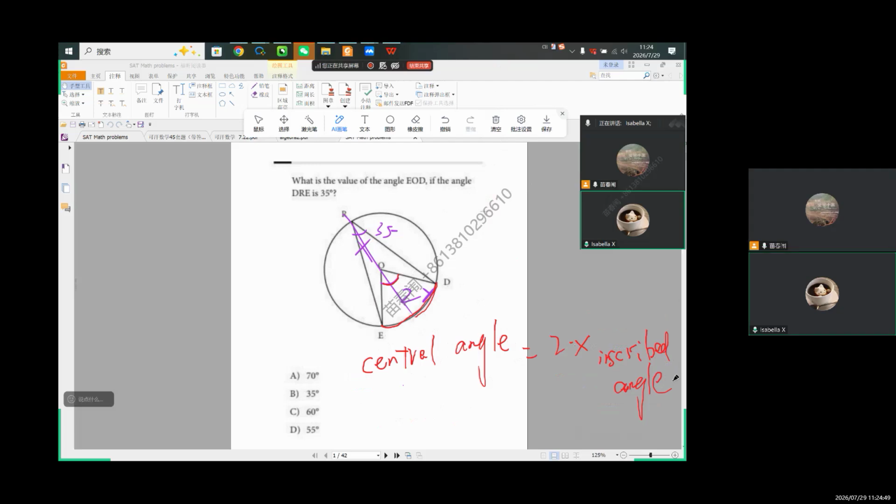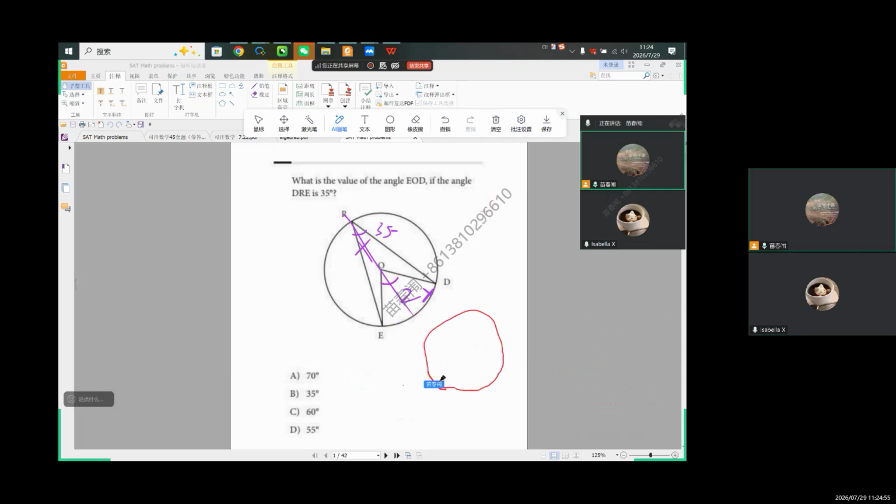Can you define the inscribed angle? Inscribed angle is basically this. If I have a circle, if I have any arc, this is the arc that I have. And then I can find any point, not on the arc, of course, any point on the circle. This angle is called the inscribed angle.